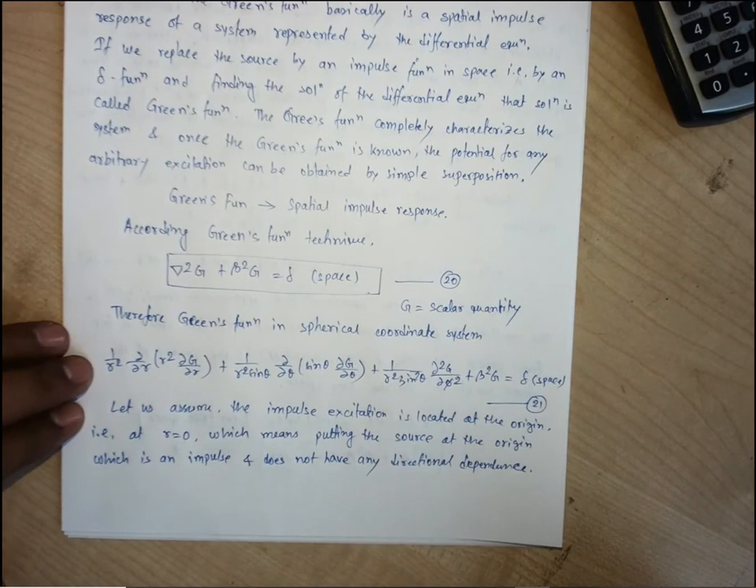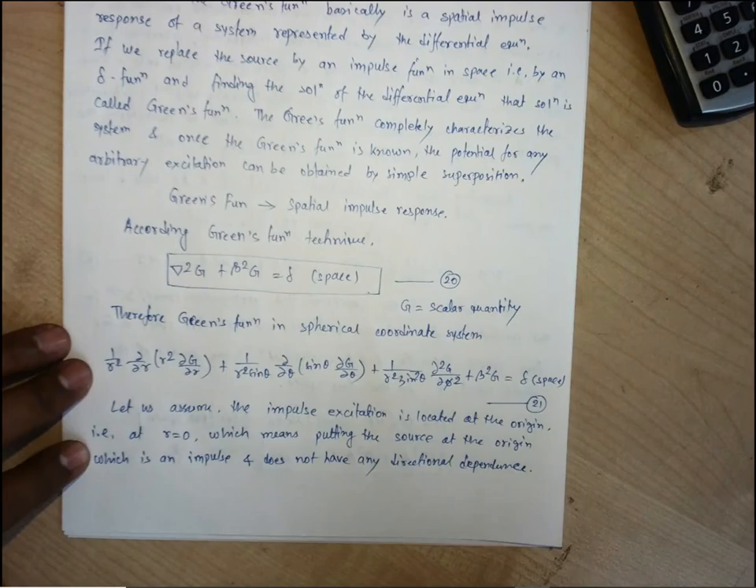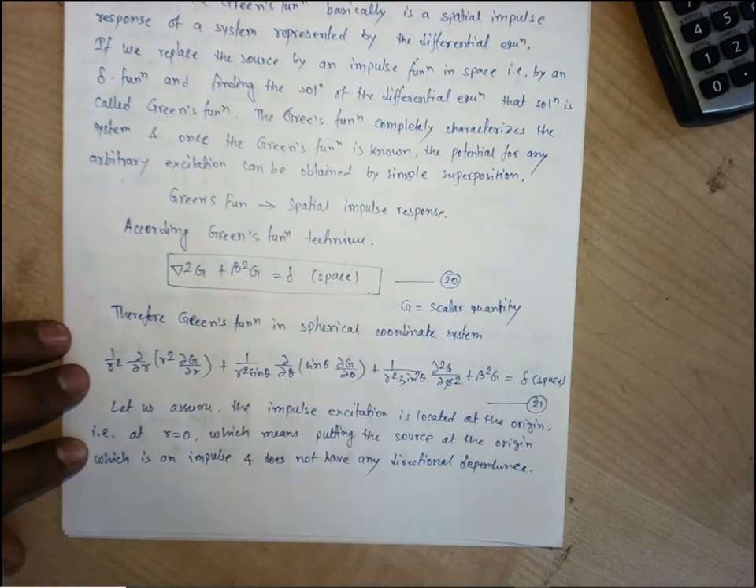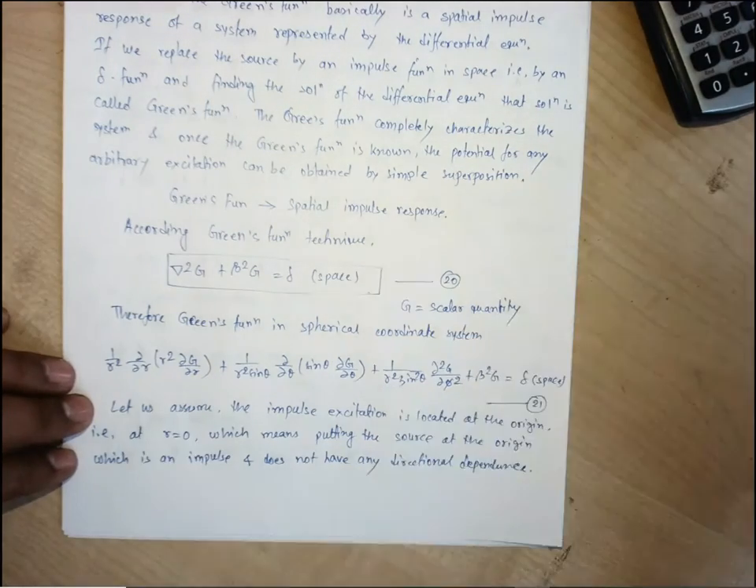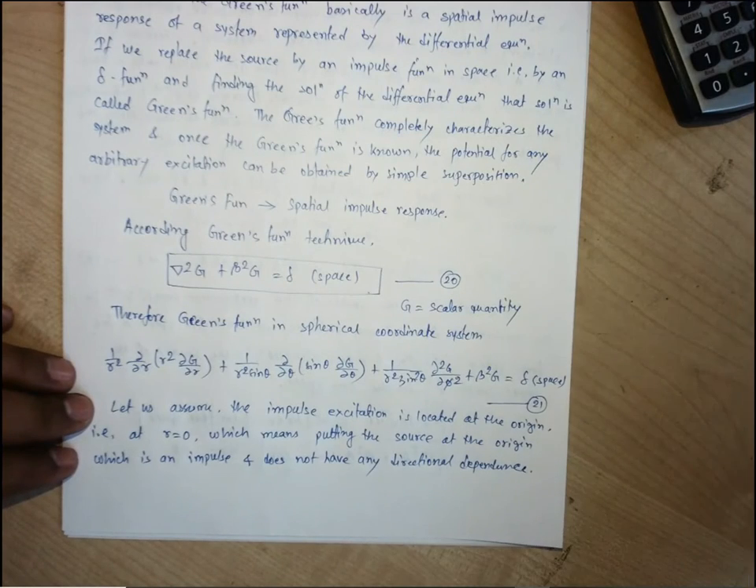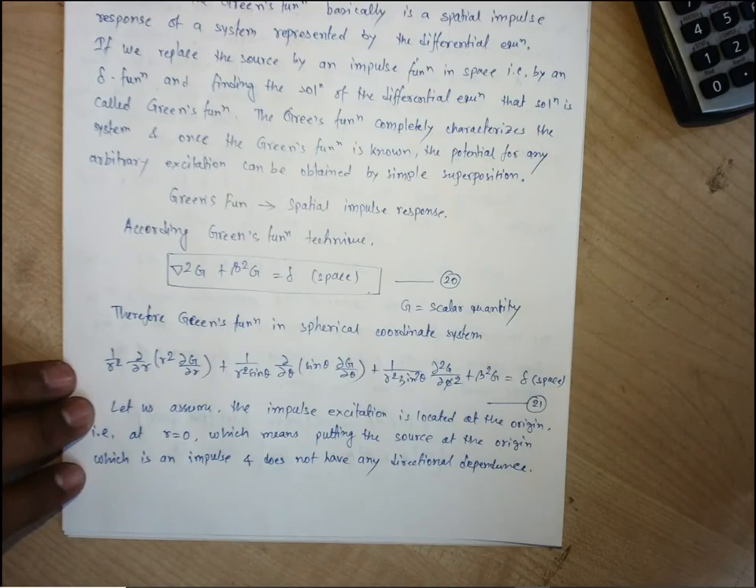Does not have any directional dependence. So the solution of this equation 21 is now spherically symmetrical. It is symmetrical everywhere. If you take the solution for any value of theta and phi, that will be same. So we can say it does not depend upon theta and phi.